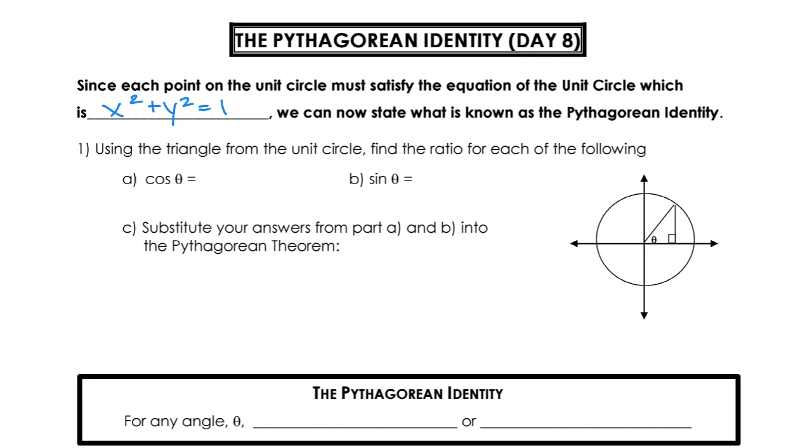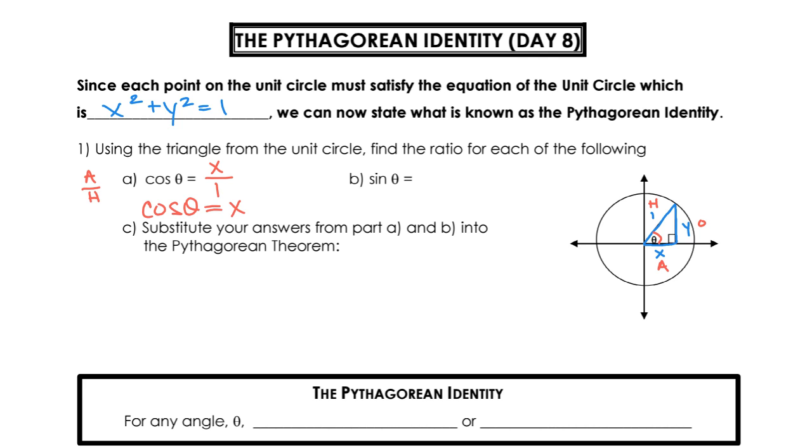Okay? So in number 1, it says, using the triangle from the unit circle, find the ratio for each of the following. Okay? So in our small triangle here that we've been using in our unit circle, remember that this is x, and that this is y, and that this is 1. And when we read from angle theta, this is our opposite side, this is our adjacent side, and this is our hypotenuse side. All right? And if we're doing cosine theta, remember cosine theta is adjacent over hypotenuse. And so our adjacent side ends up being x over our hypotenuse side, which is 1. And therefore cosine theta equals x.